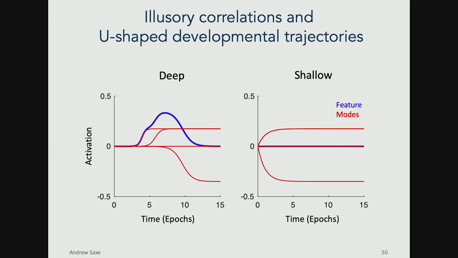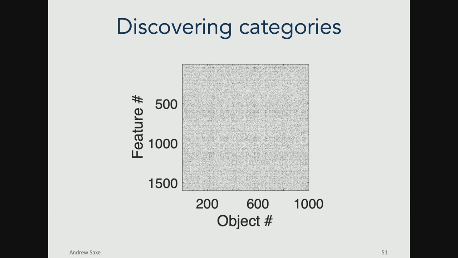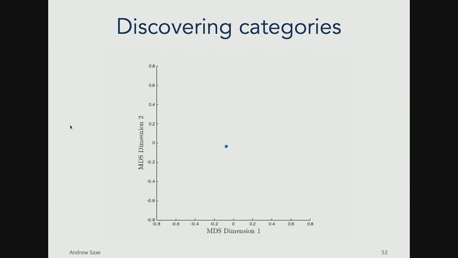All right, another thing you can do with this model is sort of interrogate when it will discover categories. So here I've generated a data set of binary features. There's a bunch of objects in the world. Those objects have associated features. And of course, if you look at this, it doesn't look like there's very much structure. But if I train a neural network on this, and plot its evolving internal representation, you can see that, in fact, these sort of separate out and cluster into three different categories.